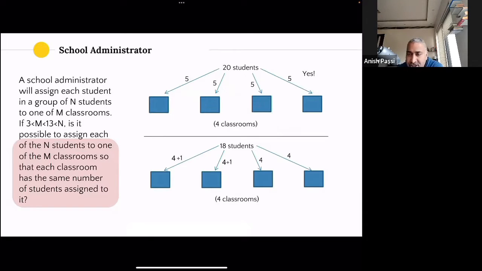All right. So essentially, the question boils down to: is the number of students a multiple of the number of classes? This weird complex language.